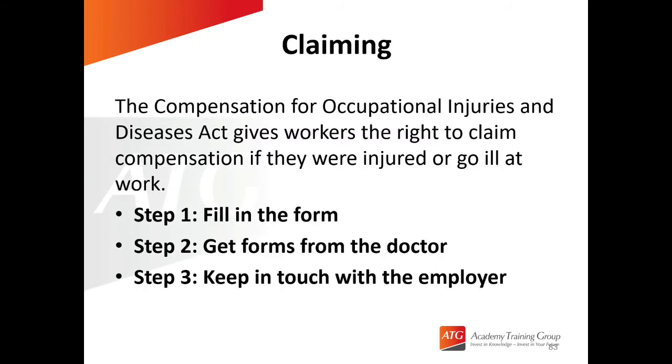Now the claiming part. The Compensation for Occupational Injuries and Disease Act gives workers a right to claim compensation if they were injured or get ill at work. These are the steps. They first need to fill in the form, get the forms from the doctor, and then keep in touch with the actual employer.